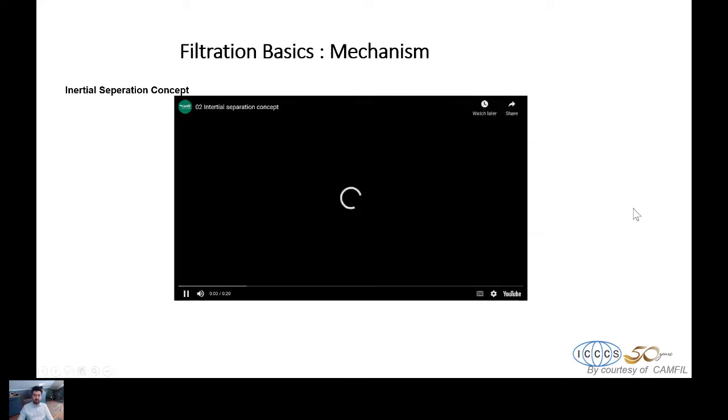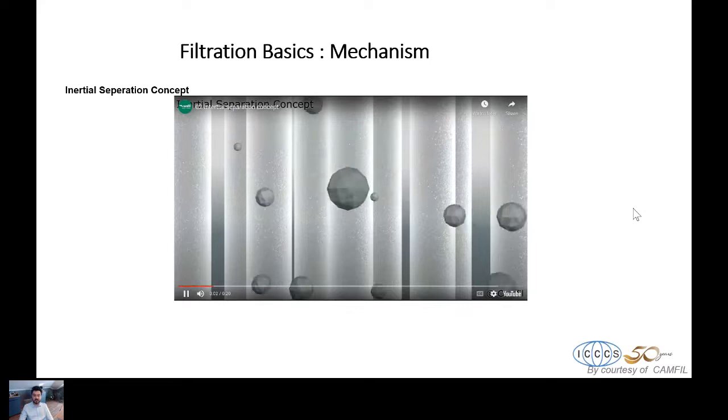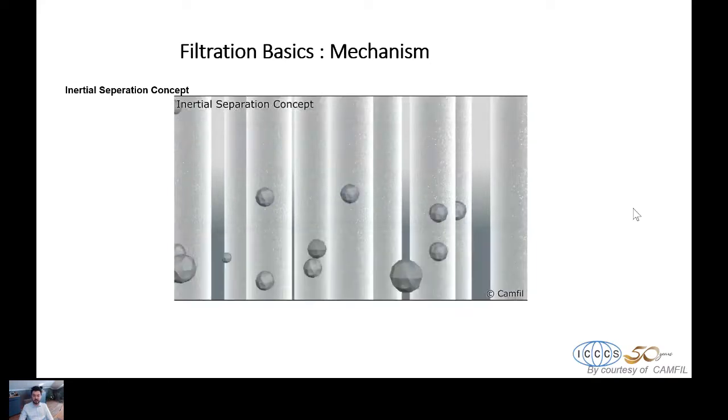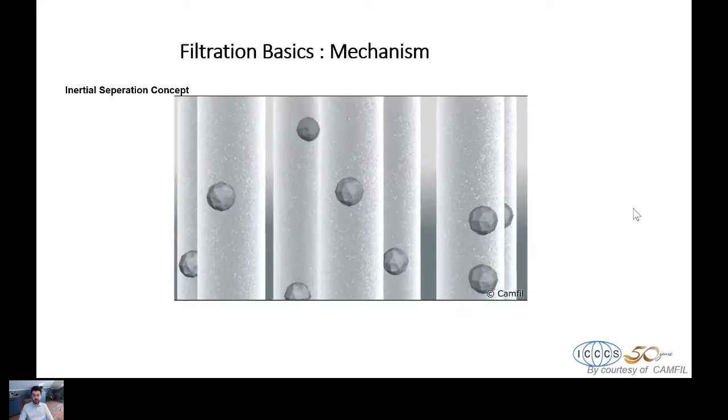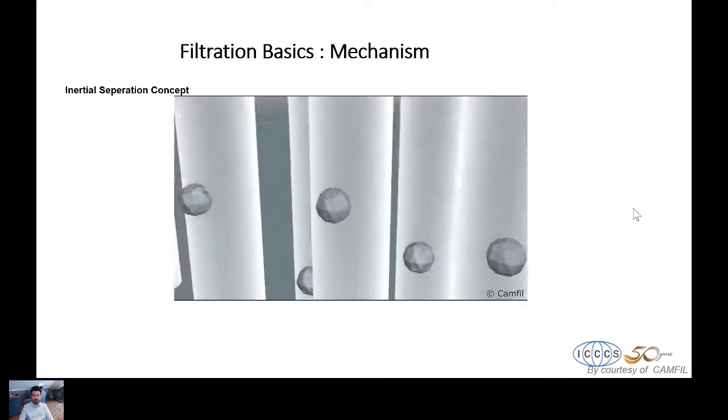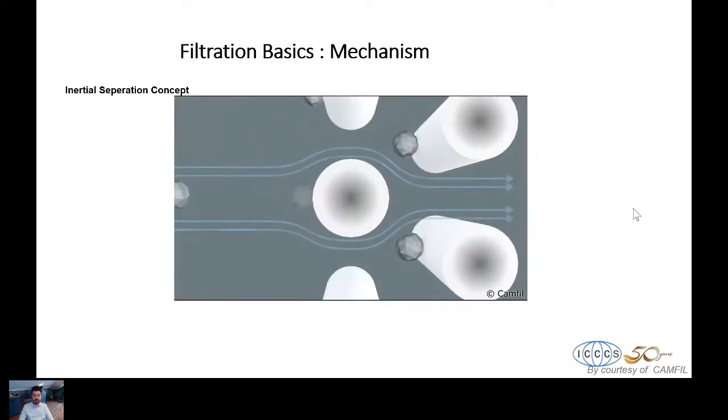This inertial separation concept has the largest particles having their own momentum, which makes it more difficult for them to follow the airstream around the fiber. Here is a good way to think about how impaction works. Both water and air are fluids, so they move in much the same way.